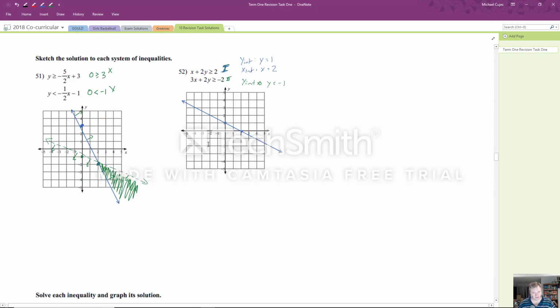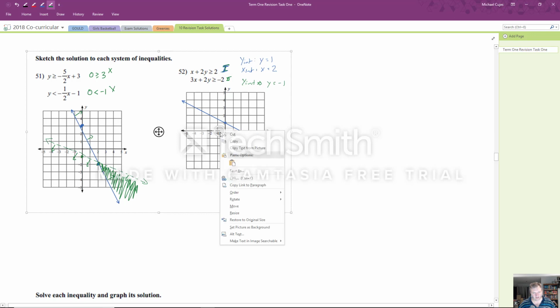Oh, I don't know how I do that. Takes great skill. And the other one, if I let y equal 0, I'm going to have 3x equals -2. Dividing by 3, x equals -2/3, roughly here.